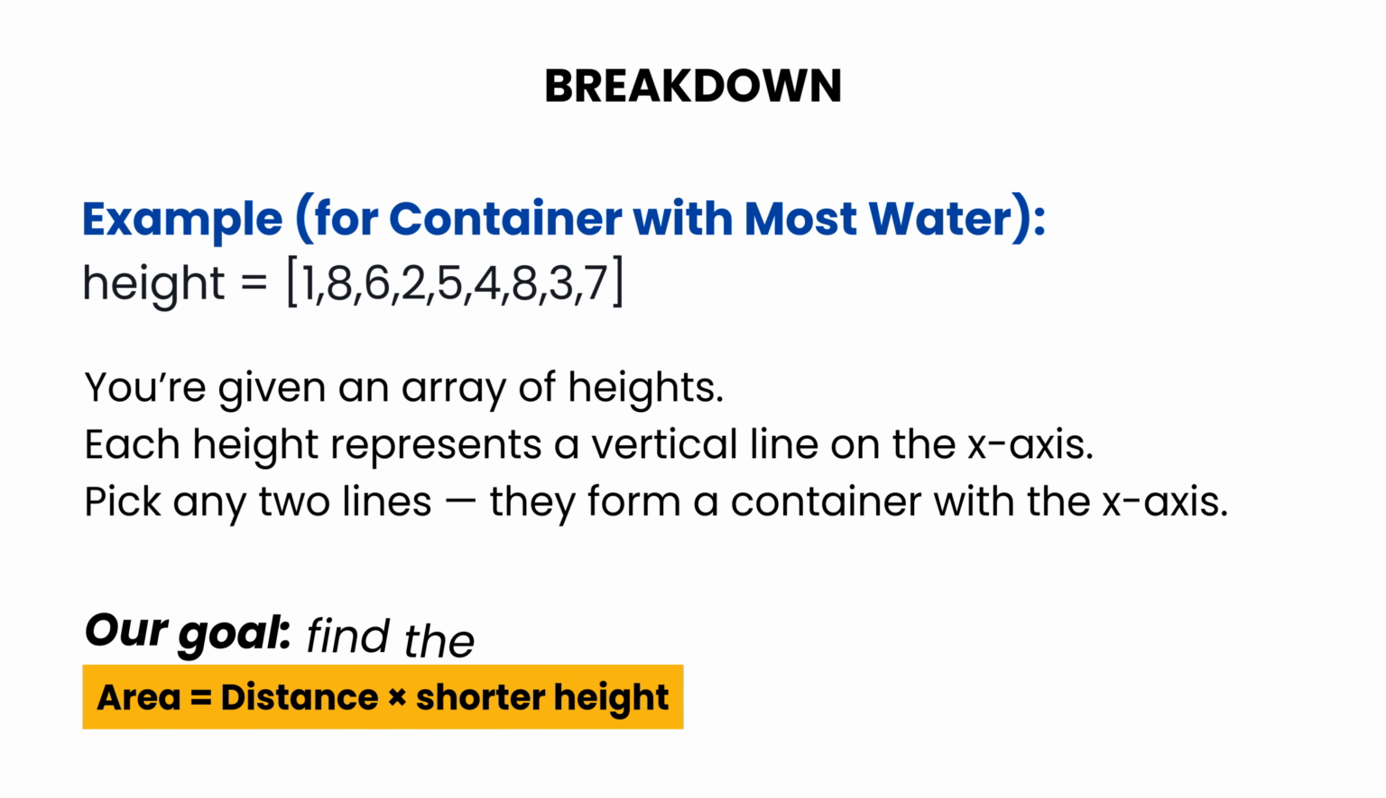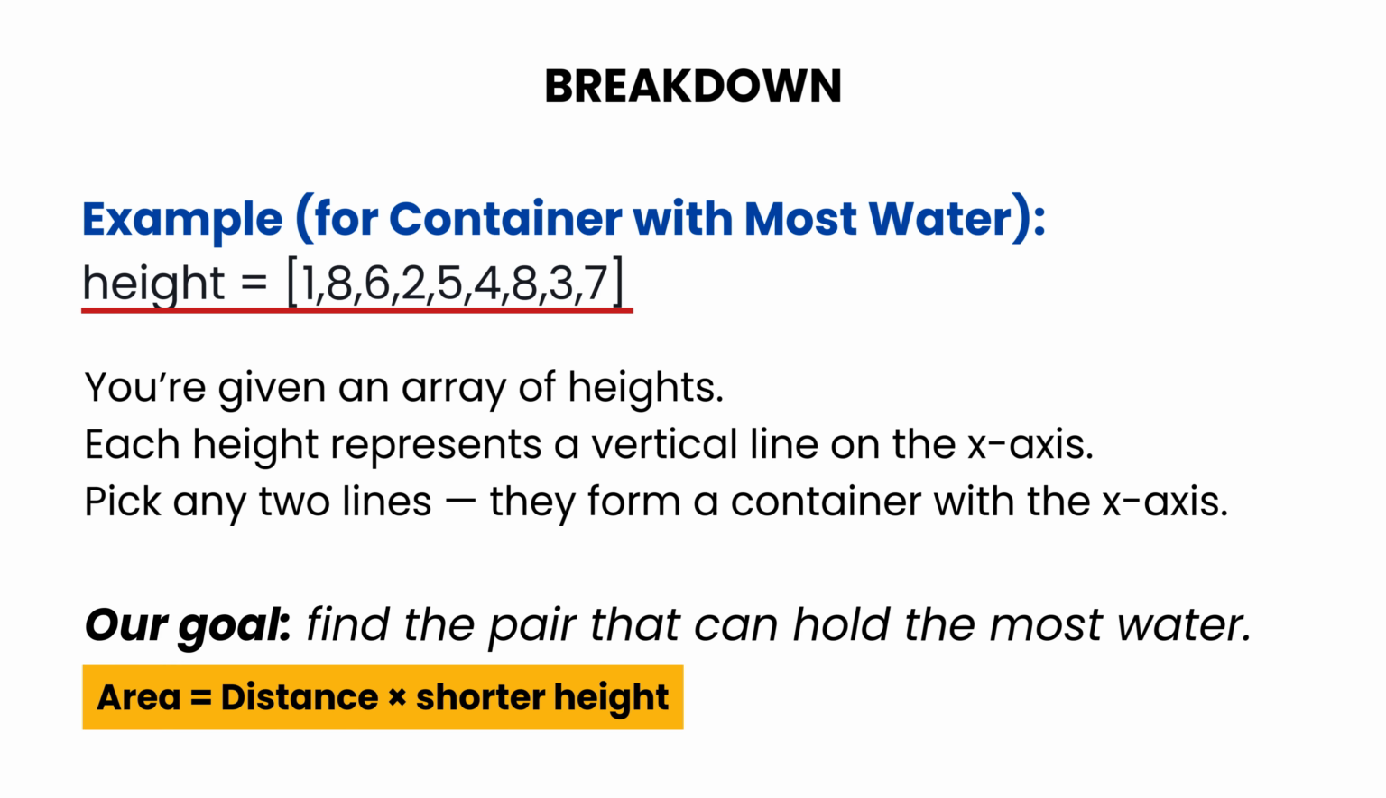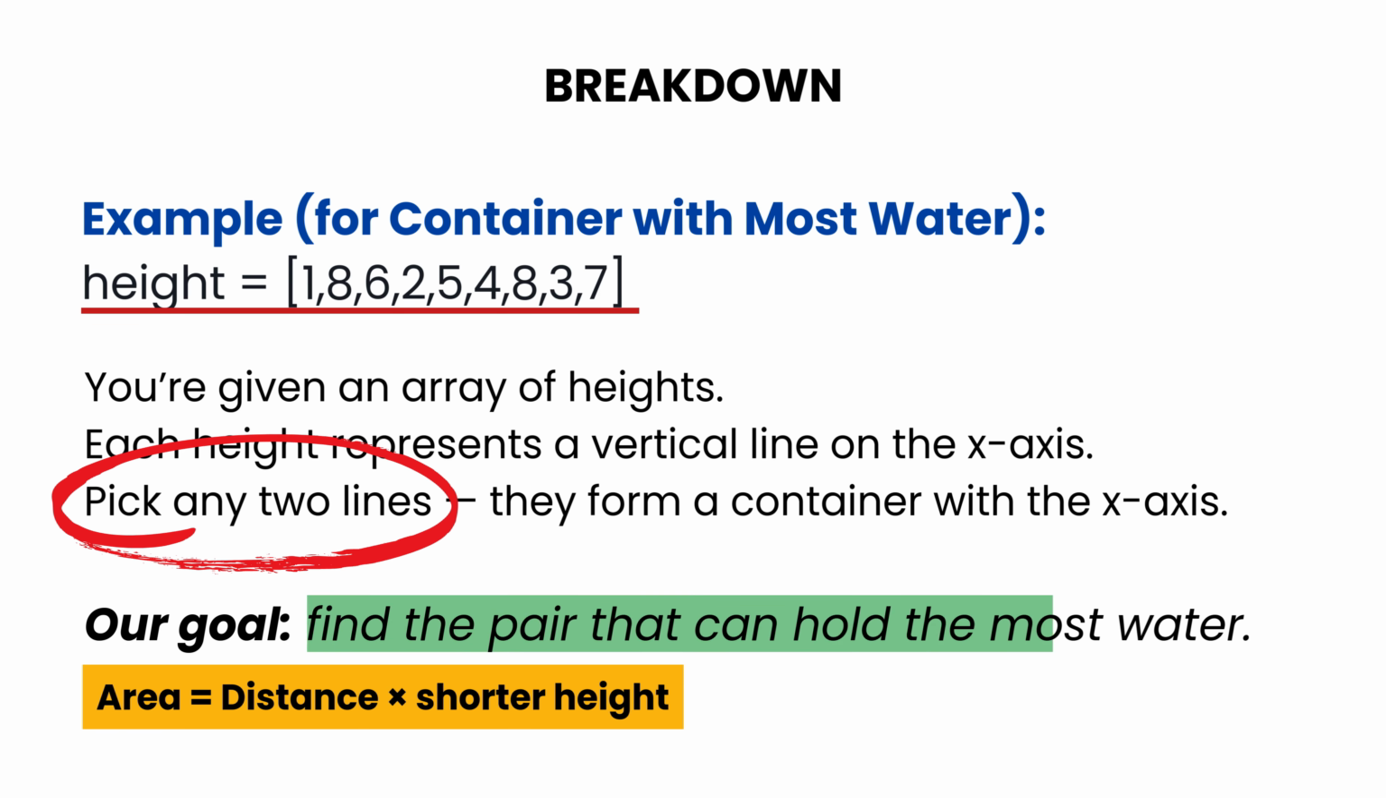Let's break down the problem. You're given an array of heights. Each height represents a vertical line on the x-axis. Pick any two lines. Together with the x-axis, they form a container. The goal? Find the pair that holds the most water. Area is calculated by the distance between lines times the shorter line's height.